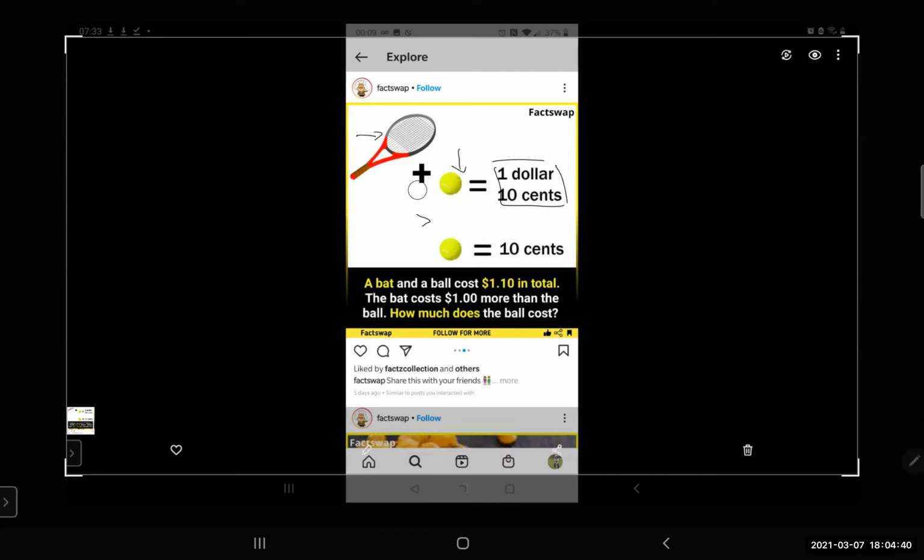Did you give me an answer? 10 cents. Then you're saying this one? So if the ball is 10 cents and the bat is $1 more than 10 cents, this should be 1.1 and this should be 0.1. So what is the total? 1.2. But the question says it's 1.1. So it can't be 10 cents.